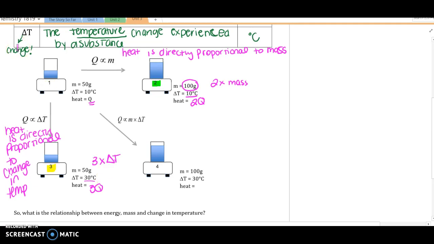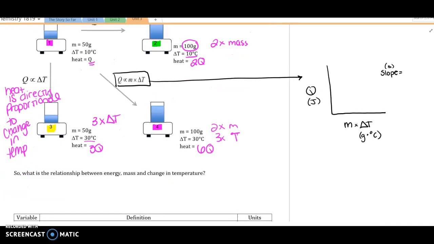What I want to look at is comparing what if we change the mass and the temperature together. So compare 1 and 4. If we have double the mass and triple the temperature, what's going to happen to the amount of heat required to make this happen? Make a prediction. If you said that we would require 6 times the heat, you're right on track because we both doubled the mass and tripled the change in temperature. At this point, we've recognized that there is a direct relationship between heat energy added and the product of the mass times the change in temperature.